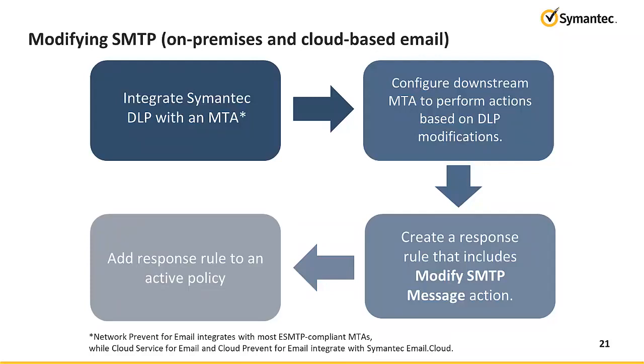In the context of Symantec DLP, modifying the email does not refer to the email body text or attachments. Instead, it refers to modifying the subject heading or adding an RFC 2822 compliant message header to the email, always for the purpose of rerouting or for triggering further downstream processing. These modifications can be leveraged by MTAs to perform several actions based on the intelligence provided by DLP. The process to enable the Modify SMTP message response is depicted in the following figure. Integrate Symantec DLP with the MTA, create a response rule that includes Modify SMTP message action, add a response rule to the inactive policy, then configure downstream MTA to perform actions based on the DLP modifications.